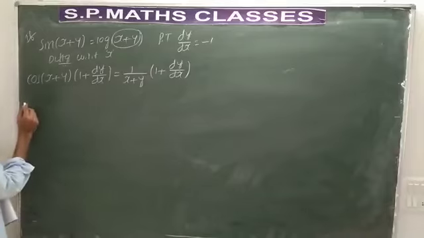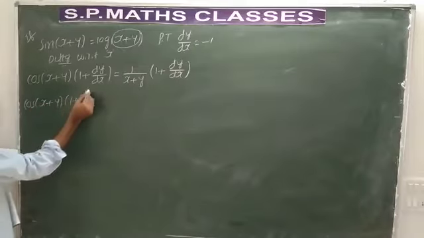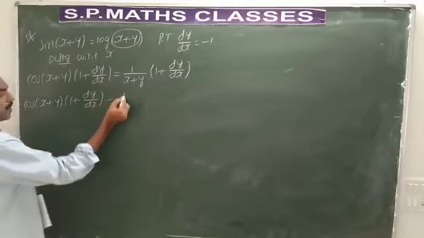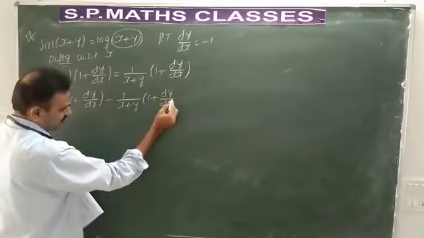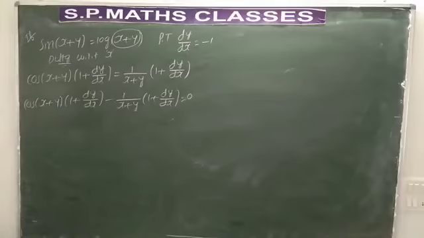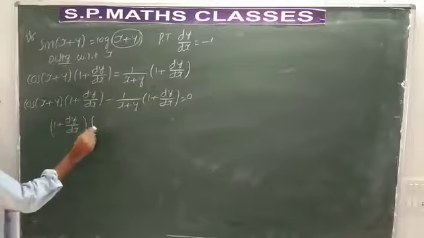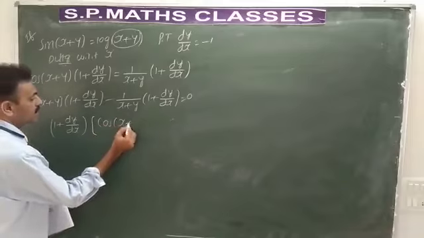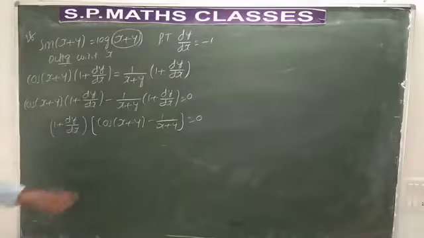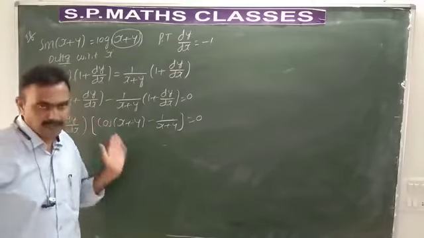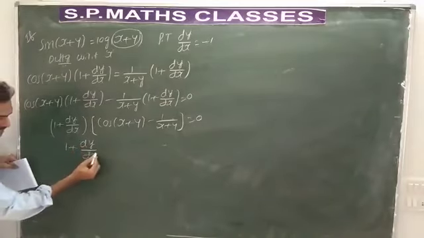Now bring it to LHS. Cos of x plus y into 1 plus dy by dx minus 1 by x plus y into 1 plus dy by dx is equal to 0. From these two I can take 1 plus dy by dx as common factor. When you take that as common factor, you will be getting cos of x plus y minus 1 by x plus y is equal to 0. This term cannot be 0. So cross multiply. 0 divided by anything, that's 0. So you get 1 plus dy by dx is equal to 0.